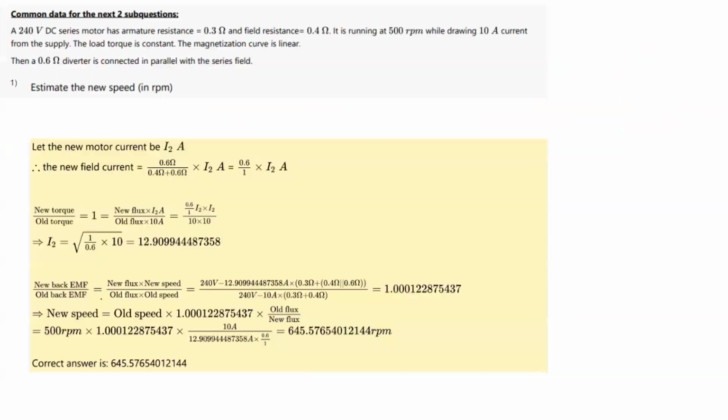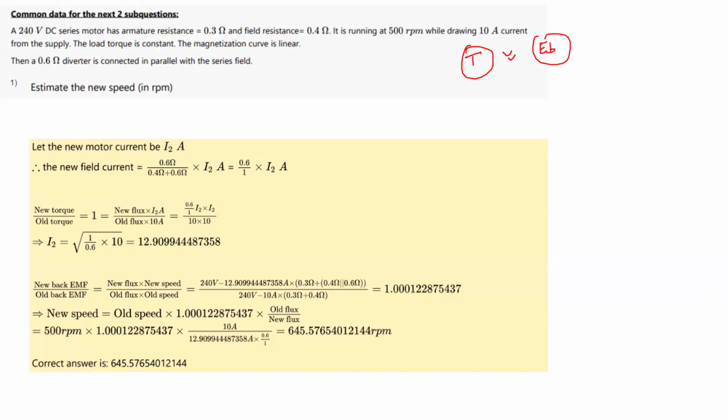Now we will see the questions one by one. In all of the questions, for the series motor, you will be considering two equations: one is the equation of torque and one is the equation of back EMF. You will be using these two equations to solve the questions. This is what you will see in all the questions.